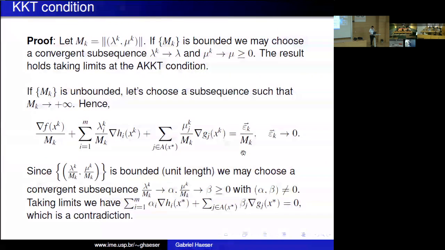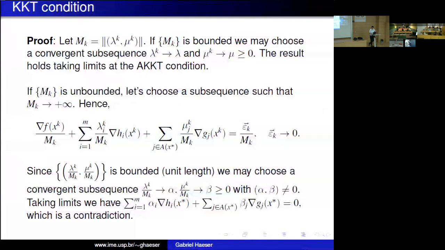So we should use this linear independence condition to rule out the other possibility. If mk is unbounded, so you have a sequence of Lagrange multipliers that is divergent, we can choose a subsequence such that it in fact diverges. So mk is divergent, and you can simply divide this previous inequality that we had.